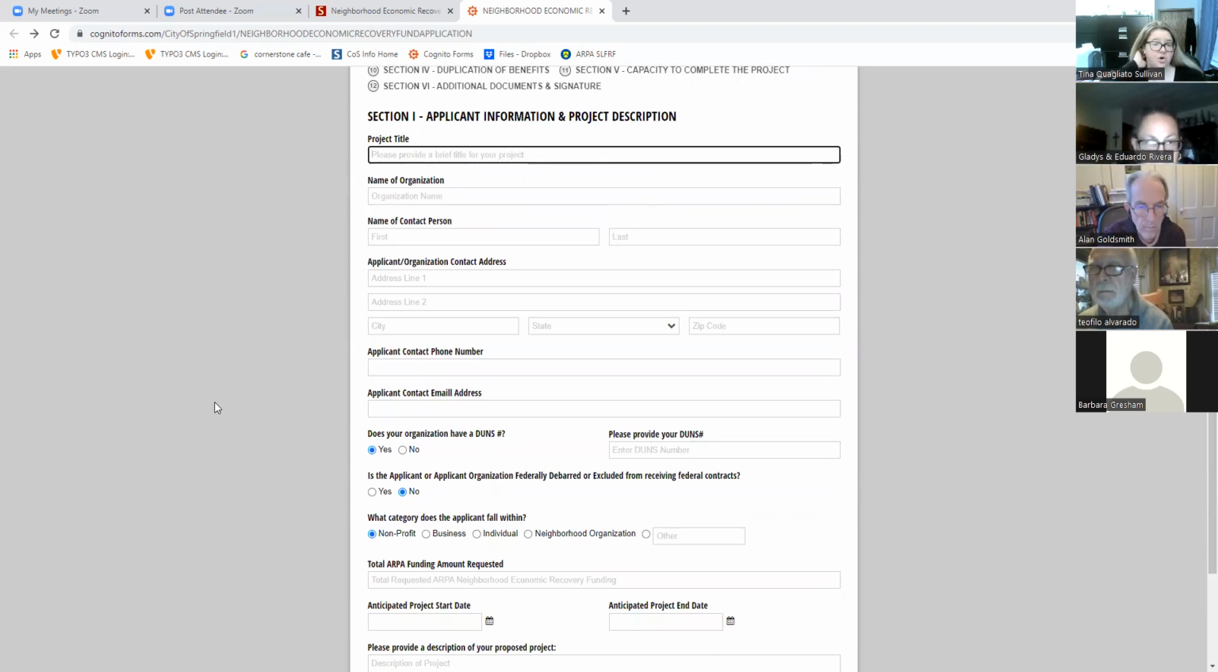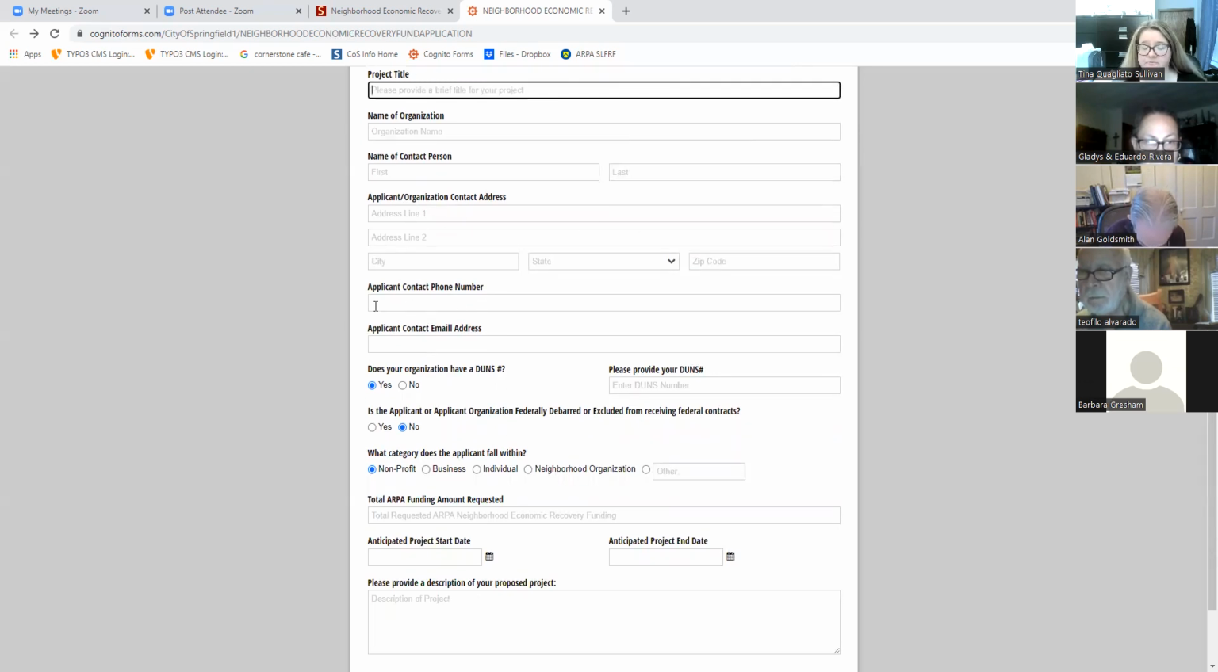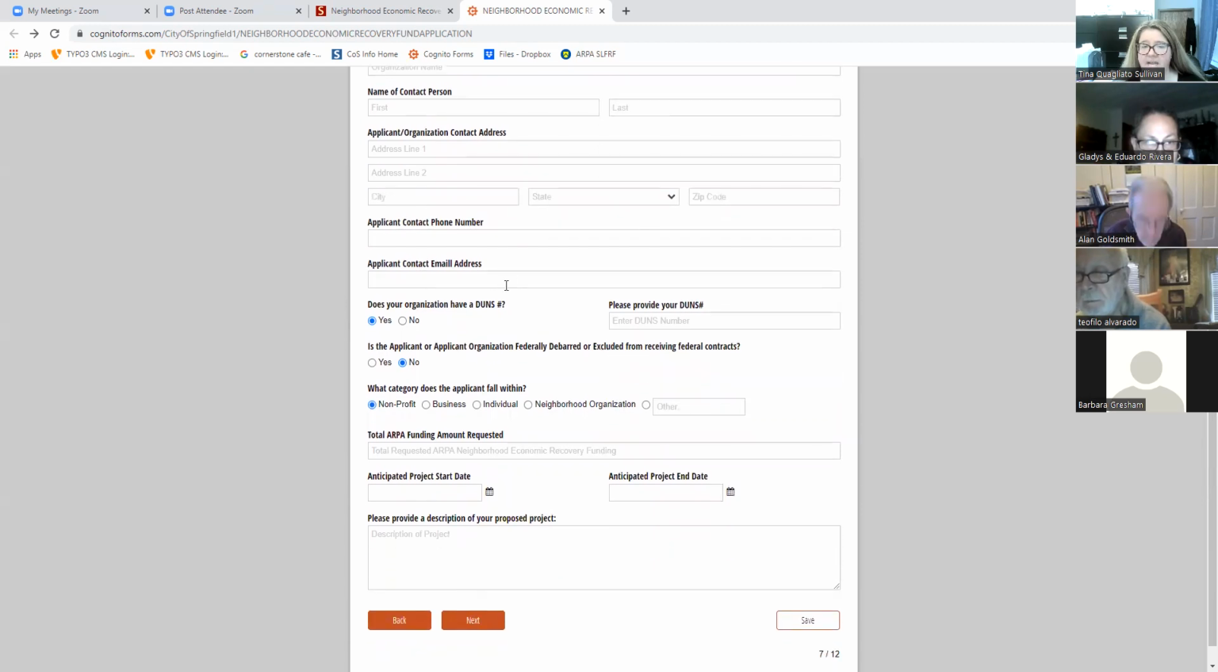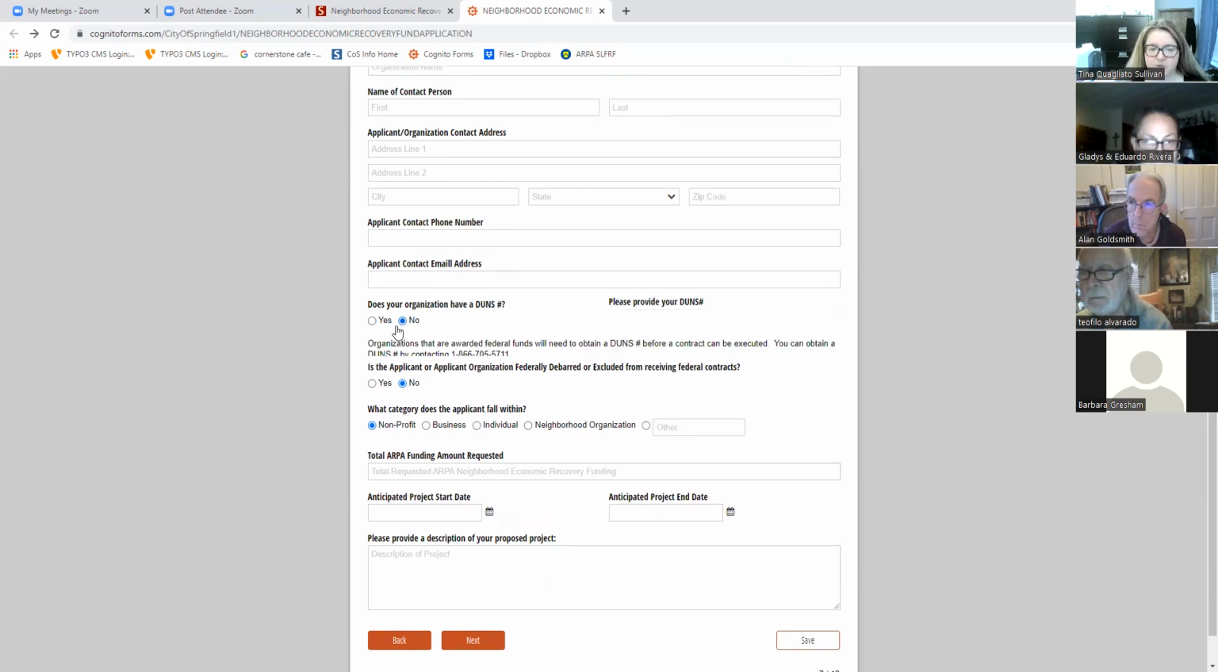Okay, so the first section is really basic information about the applicant: the title of your project, the name of your organization, the contact person, contact address. So where would we send any formal written communication to you, a phone number that we can reach you at, an email address that we can reach you at that you will respond to. If you have a DUNS number.